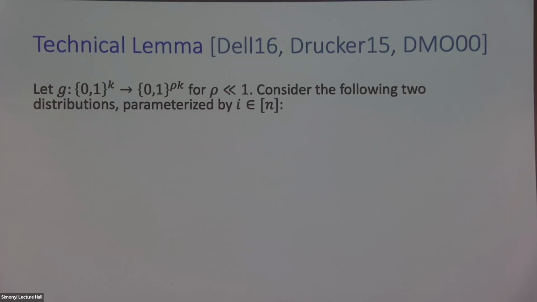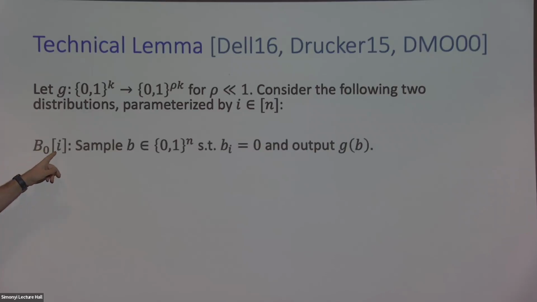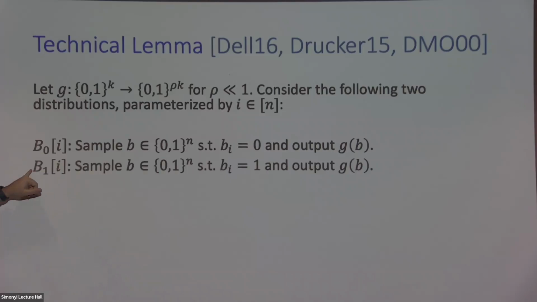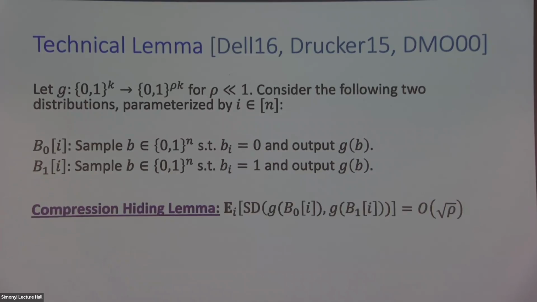I want to consider the following two distributions, each of them parameterized by an index i. Distribution 1: sample an n-bit string uniformly at random, where the ith bit is fixed to 0 and the other bits are random, and output g of b. Distribution 2 does the same thing, but fixes the ith bit to 1, and outputs g of b. Here k is n. Basically, the lemma says that the expected distance between these two distributions over an average i is small.